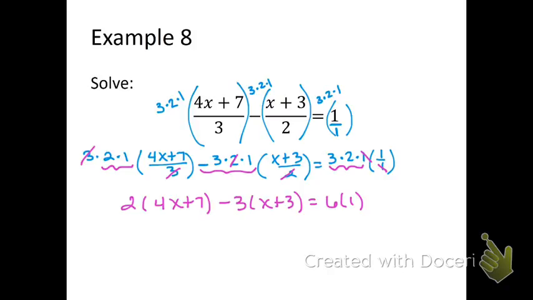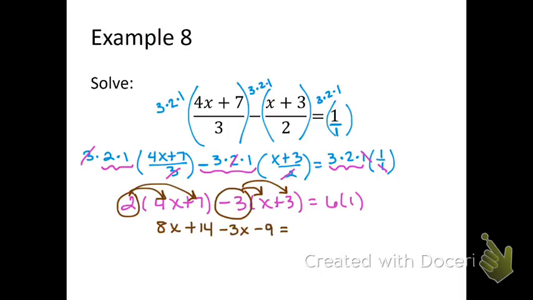Alright, so then we're going to have to distribute. So let's take this 2 and distribute it to both of the terms in the parentheses. So 2 times 4x is 8x. 2 times 7 is 14. Here we're going to distribute a negative 3 into its two terms. So negative 3 times x is negative 3x, and negative 3 times positive 3 is negative 9, equals, and then here we just have multiplication going on. 6 times 1 is 6.